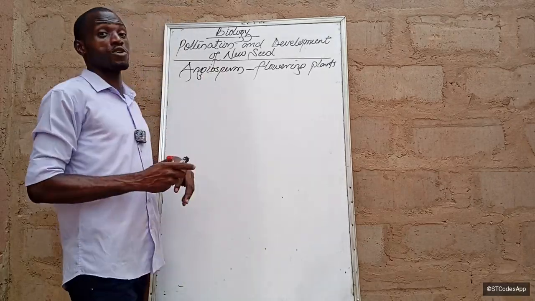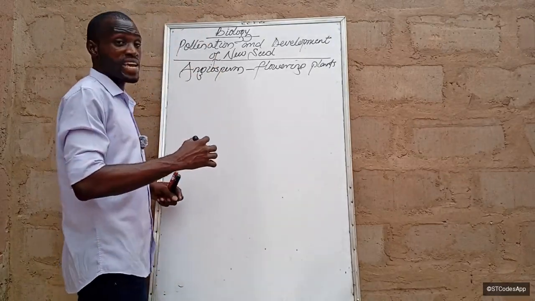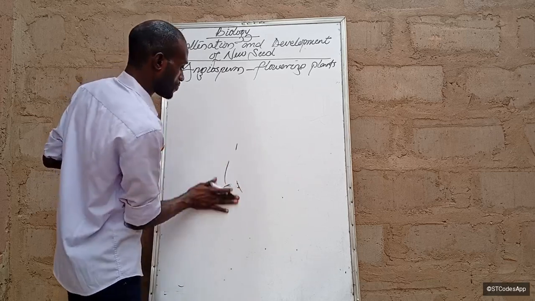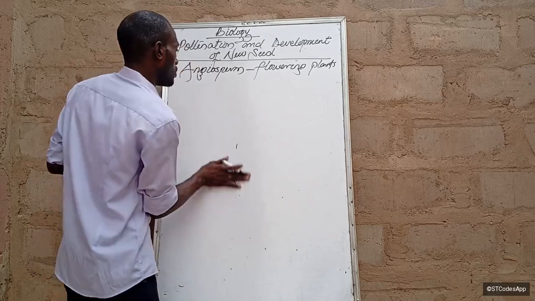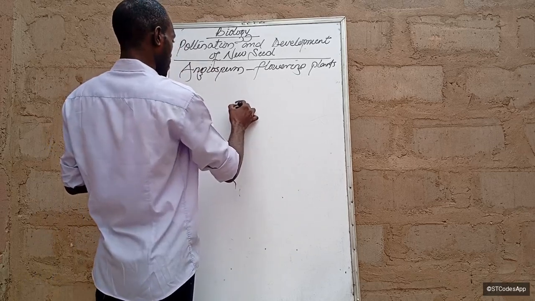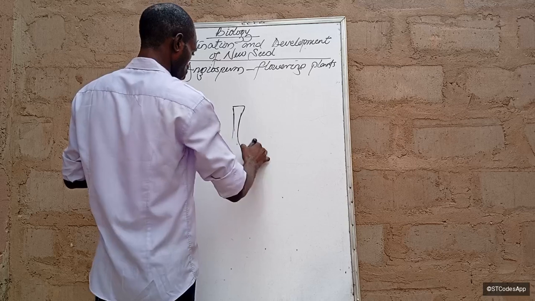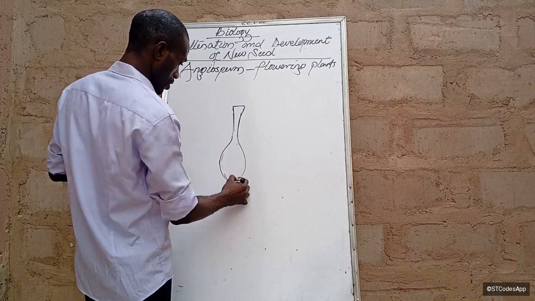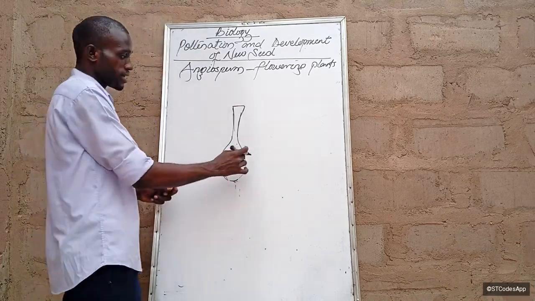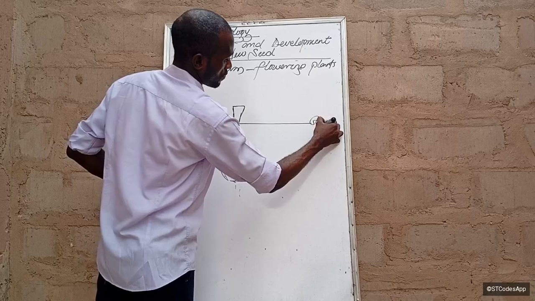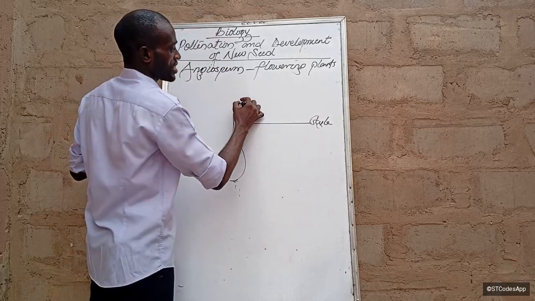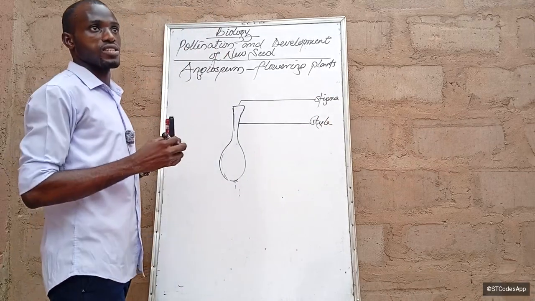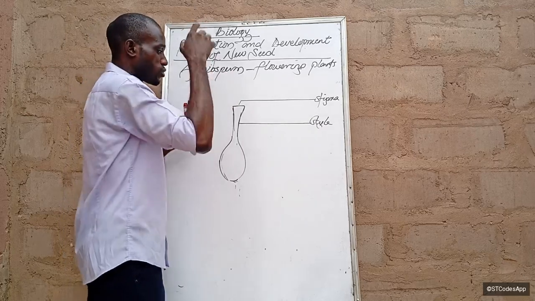So now to understand pollination, you must first understand what a flower looks like. So a flower looks like this. Now let's start from the top here. This place here is the style of the flower. This place here is the stigma of the flower. This is the stigma. It possesses a sticky substance that allows pollen grains to stay on it.